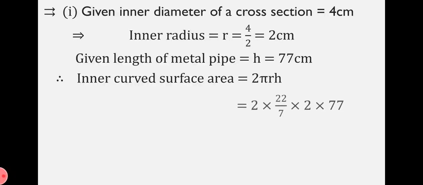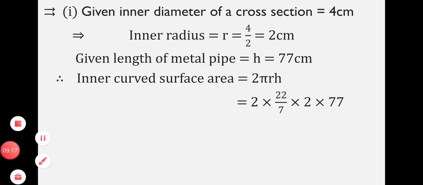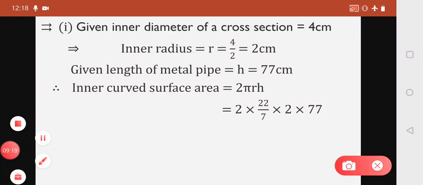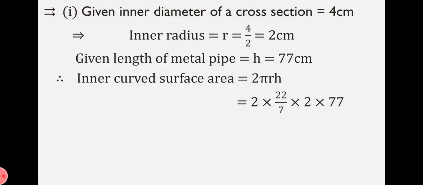Inserting the values, equal to 2 into 22 upon 7 into 2 into 77. For the solving, you know that we will get here 7 ones are 7 and 7 11s are 77. Like this, cutting and then multiplying the remaining numbers, we will get equal to 968 centimeter square. This is the inner surface area, inner curved surface area.